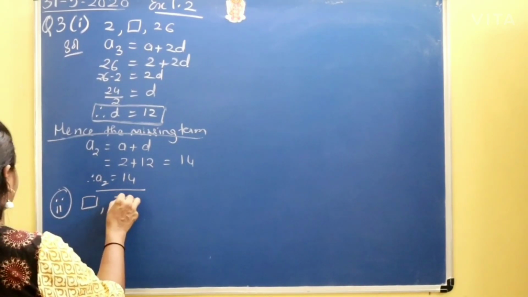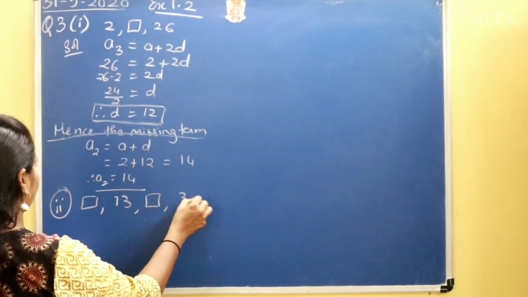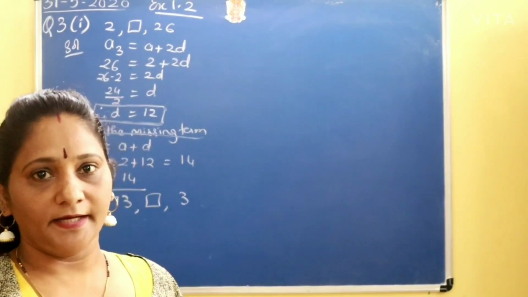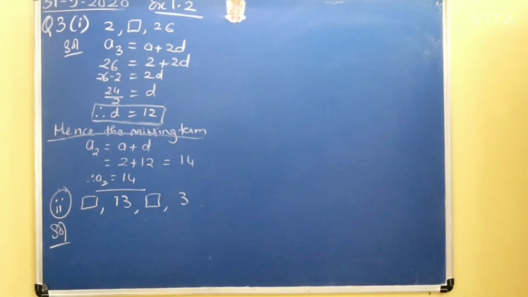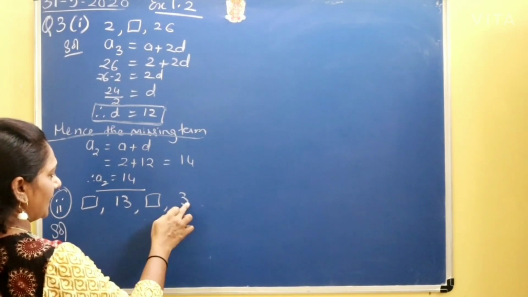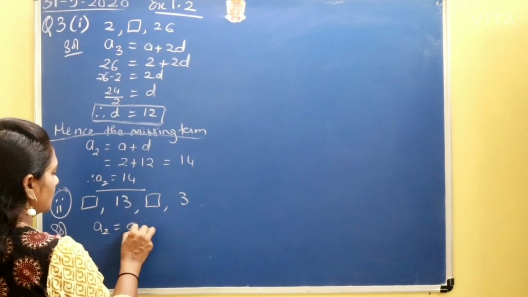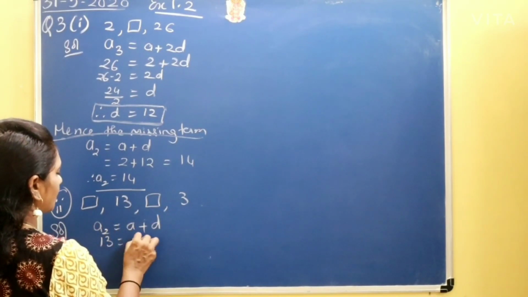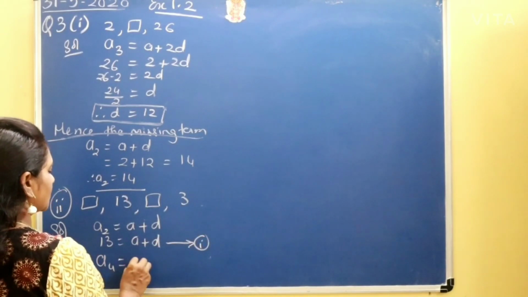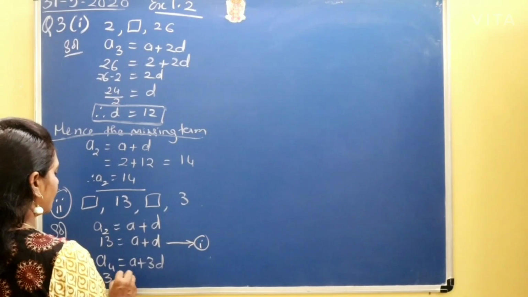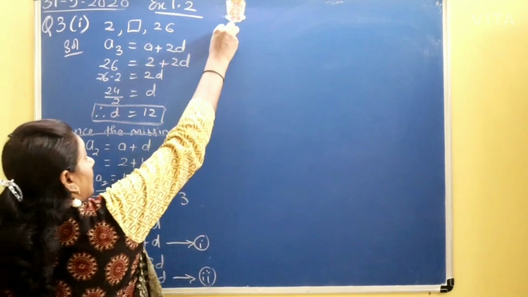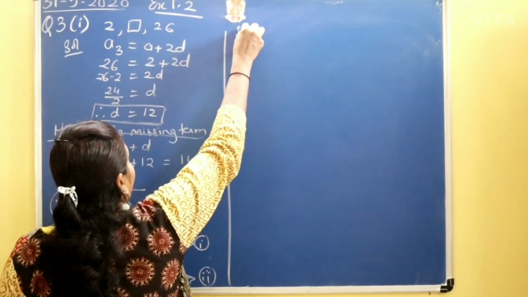It is box, 13, box, 13. So here a is not known, a2 is known, a3 is not known, a4 is known. So we have a2 and a4. a2 is equal to a plus d. 13 is equal to a plus d. This is your equation 1. Again, a4 is equal to a plus 3d. 3 is equal to a plus 3d. This is your equation 2. Therefore, you have to solve now.